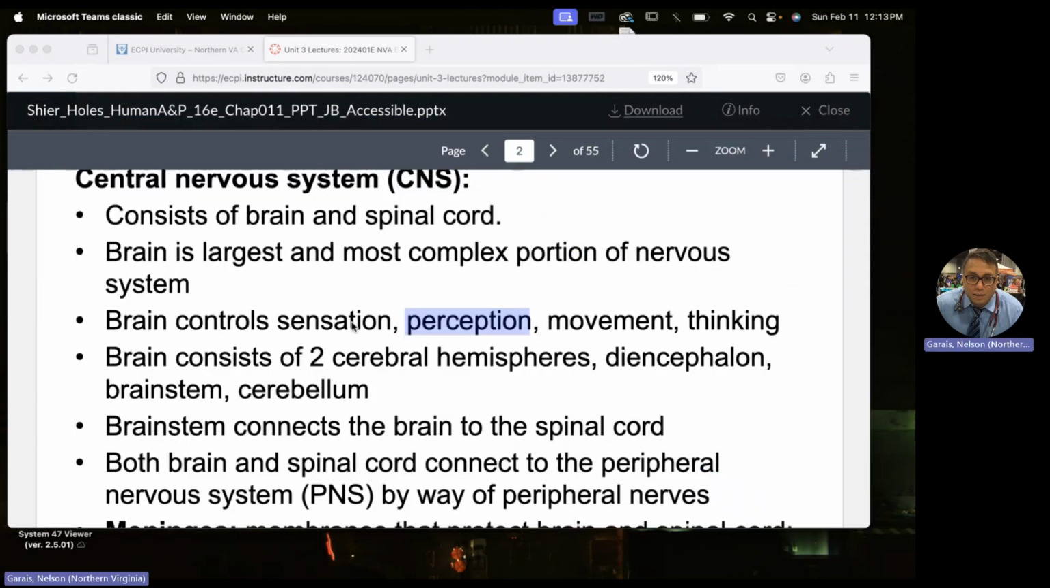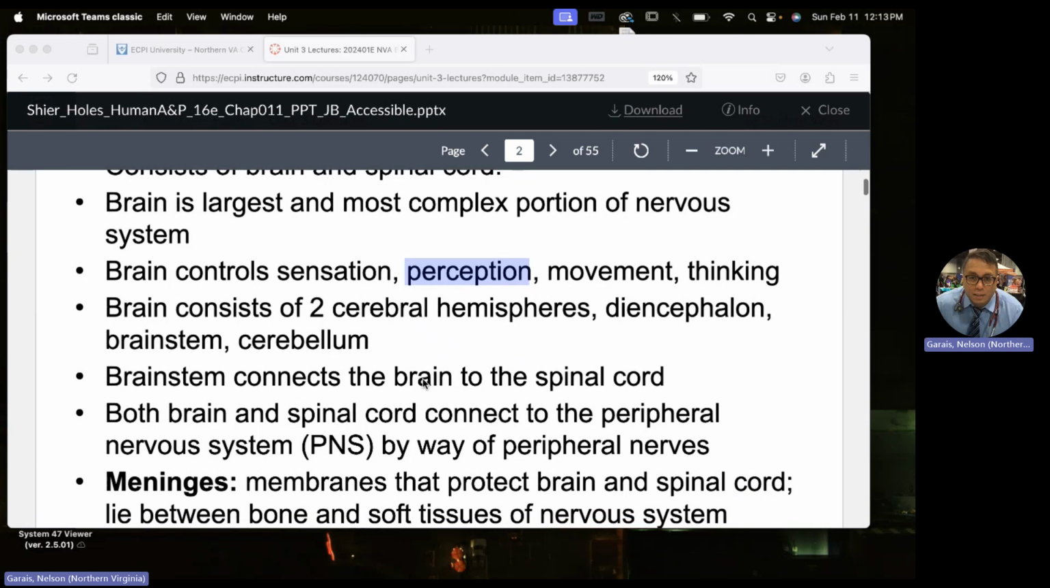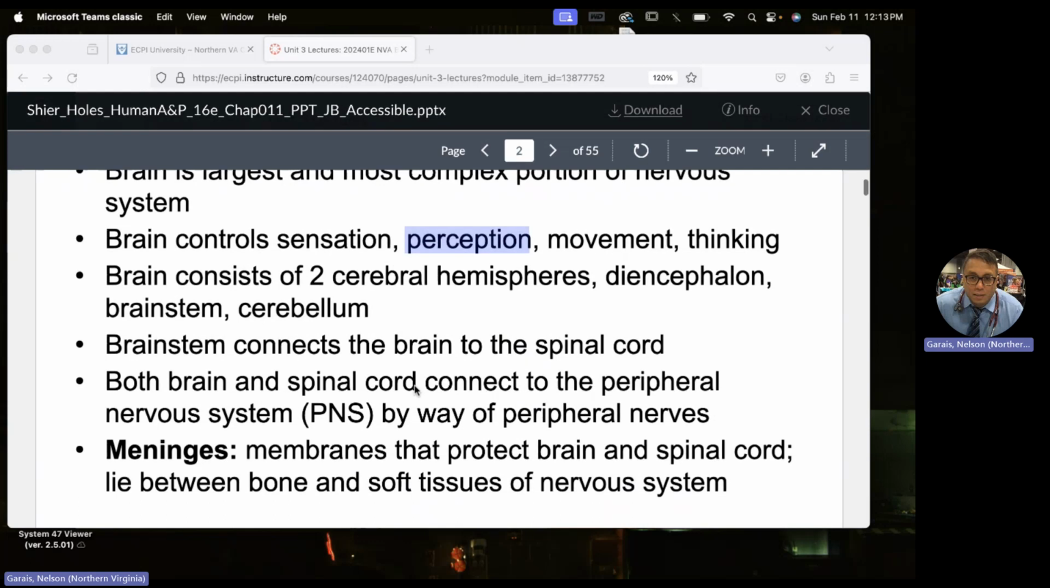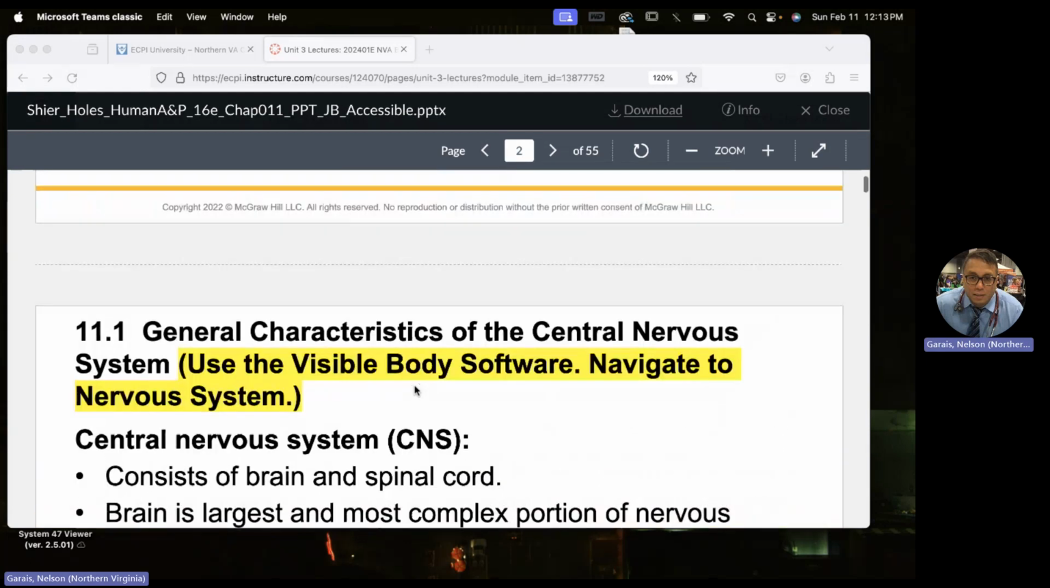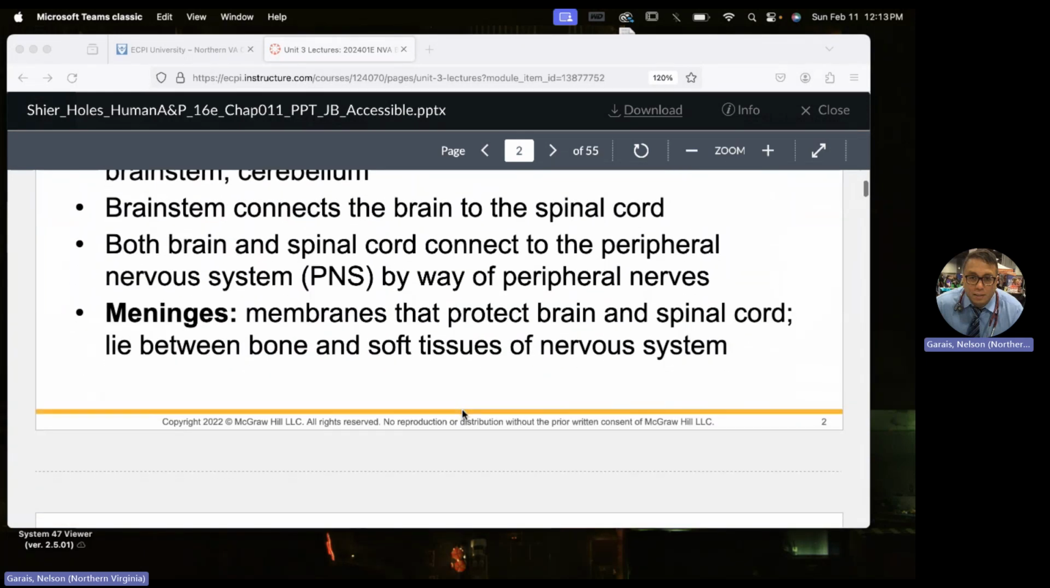So sensation versus perception. Okay, and know the brain functions. Again, it's the middle of the homeostasis arc, and it's also the middle part of you just living. Know the difference between central nervous system, which is brain and spinal cord, and the peripheral nervous system.